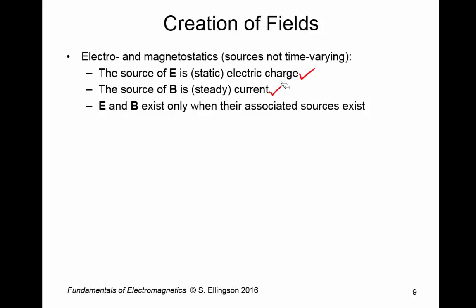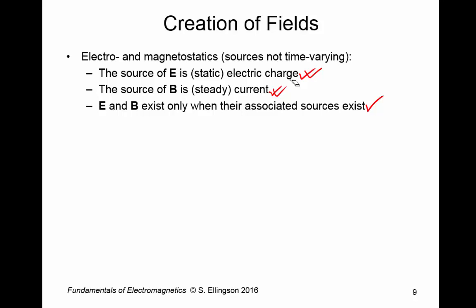You can use the Biot-Savart law, which, by the way, comes from Ampere's law. The key point here, or something to keep in mind, is that for statics, when the sources are non-time varying, you have only static electric charge and steady currents, then the electric and magnetic fields exist only when their associated sources exist. In other words, if you turn off the static electric charge, the electric field disappears. If you turn off the current, the magnetic field disappears. And you can have either one or the other. They can exist independently of each other.